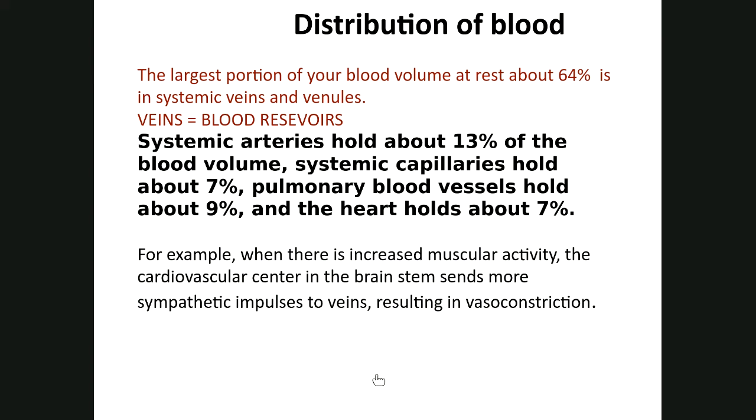So now that we're talking about veins, veins are considered blood reservoirs. The largest portion of your blood at rest, about 64%, is located in the veins. So veins are blood reservoirs. In comparison, systemic arteries hold approximately 13% of the blood. The capillaries would hold about 7%, pulmonary vessels about 9%, and the heart holds about 7%.